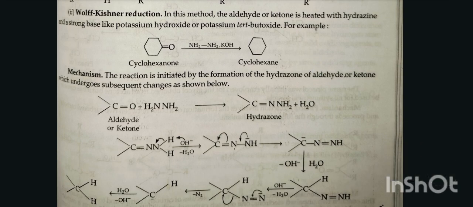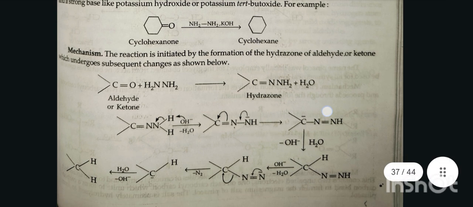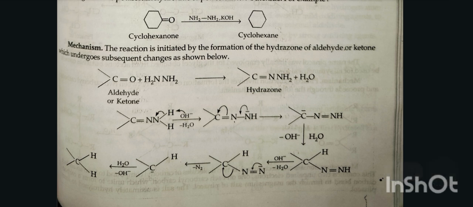Wolff-Kishner reduction. In this method, an aldehyde or ketone is heated with hydrazine and a strong base like potassium hydroxide or potassium tert-butoxide. For example, cyclohexanone gives cyclohexane in the presence of NH2NH2 and KOH. Mechanism. The reaction is initiated by the formation of the hydrazone of the aldehyde or ketone, which undergoes subsequent changes as shown below.